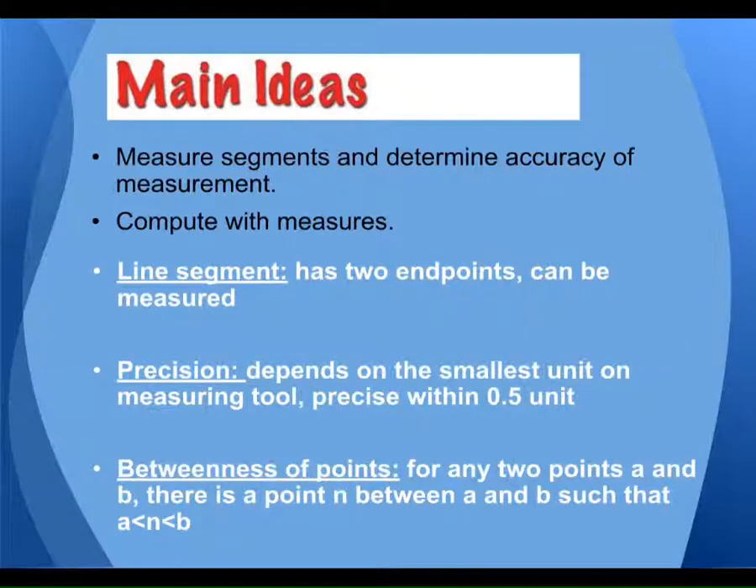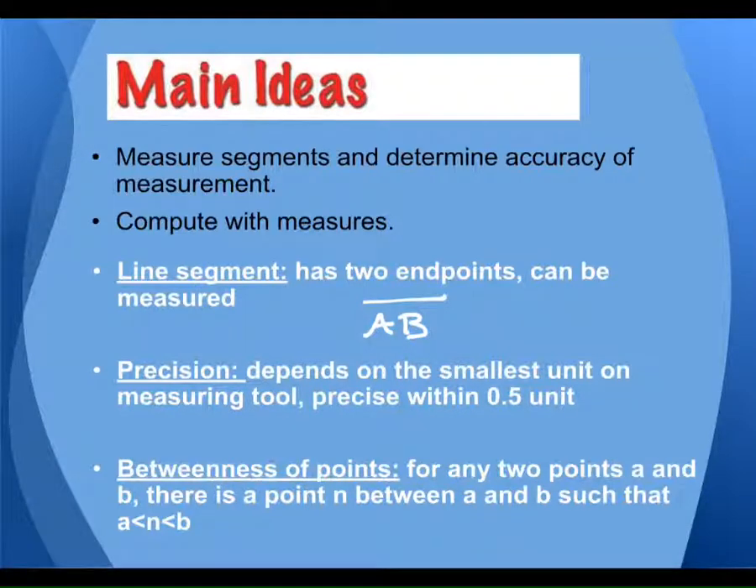So, the vocab terms here. Again, like I said, I know it's a lot of vocab to start with. Not every section is like this. First, line segment. We actually talked about this last chapter. It has two endpoints and it can be measured. The way we draw that is, that would be line segment AB. You just put a bar, a line segment, on top of it instead of the line with the arrows.